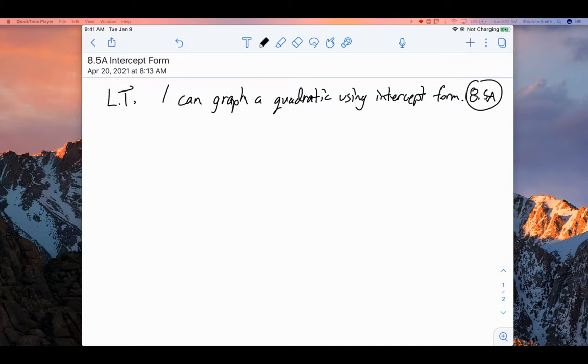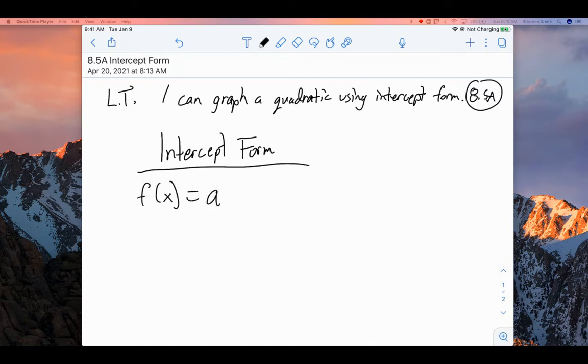So here we go. What intercept form looks like is it gives us the x-intercepts. It is basically factored form. It looks like f of x equals a, and then we've got x minus p times x minus q. And this is factored form for a quadratic. There's the a value, x minus p, x minus q.